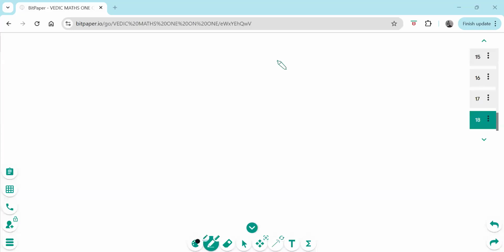Hey, hi again. Second part of base method multiplication is here. So today we are going to continue the base method multiplication. Let's see if we can recall what the base method was first of all.